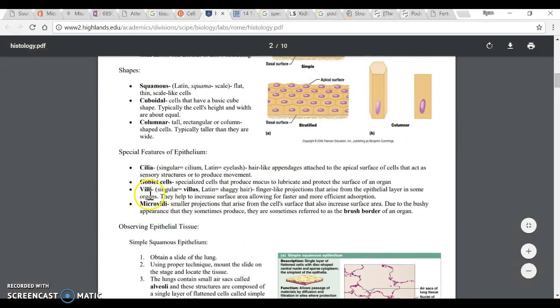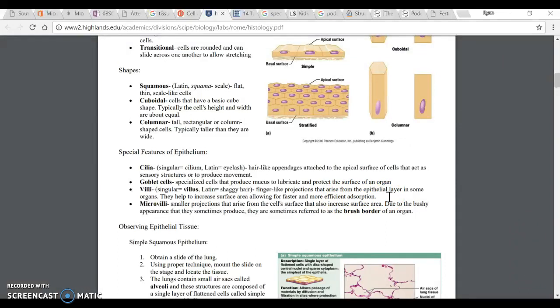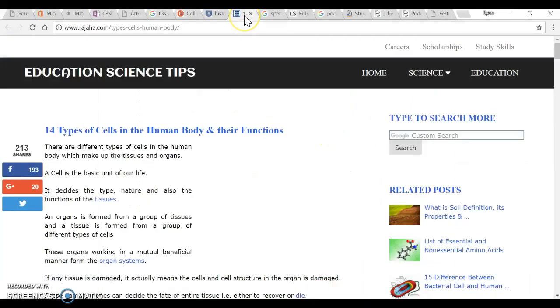So if I know here I've got this villi, singular villus, finger-like projections that arise from the epithelial layer in some organs. They help to increase surface area, allowing for faster and more efficient absorption. So straight away, I've got a marry up there of my structure and function. What are they doing? They're increasing surface area. Why are they doing it? For faster and more efficient absorption. So when I find out my tissue, if I've got the epithelial tissue with the villi, happy days, right? I've got information there. So I'll just store that one.